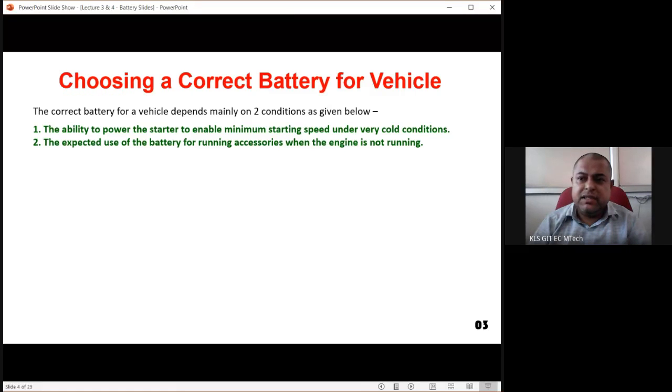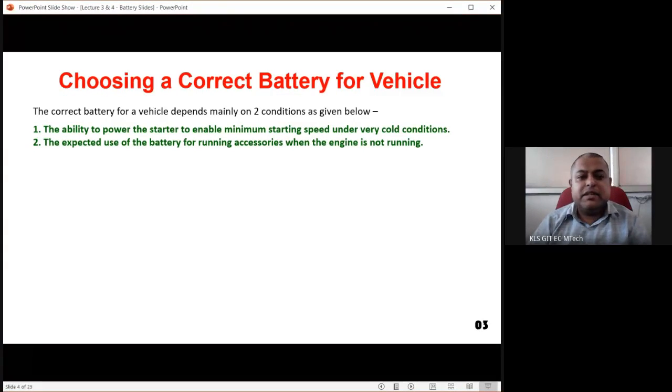When the car is started with minimum starting speed, then the engine and alternator, all other things, are charged and come into action, and they also share the main chunk of the power requirement. But that initial thrust, that initial starting part, has to be given by the battery.